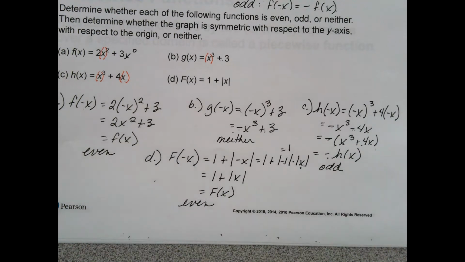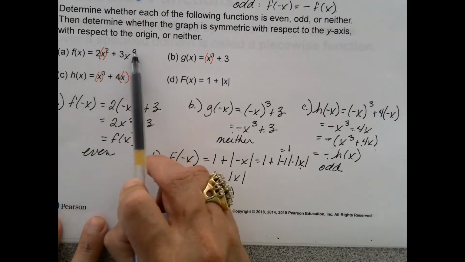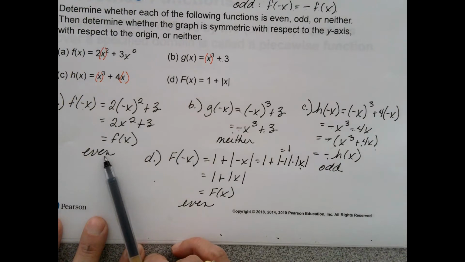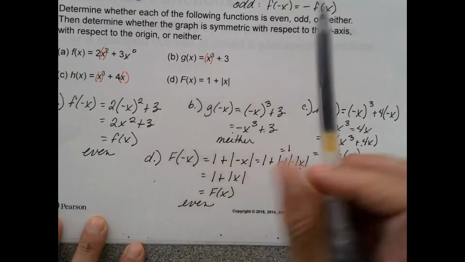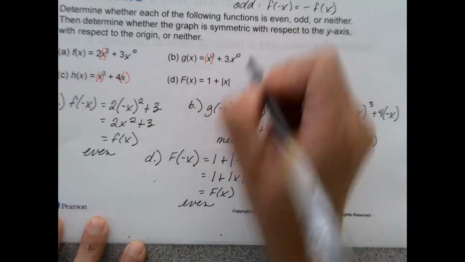When all of your exponents in a polynomial function are even, the function will be even. When all of the exponents in a polynomial are odd, the function will be odd. If you have a mix of even and odd exponents in your polynomial, it will be neither. For this particular situation, 0 is considered to be even. So 2 was even, 0 is even, I have an even function. For the next one, 3 was odd. Remember, this is technically an x to the 0.